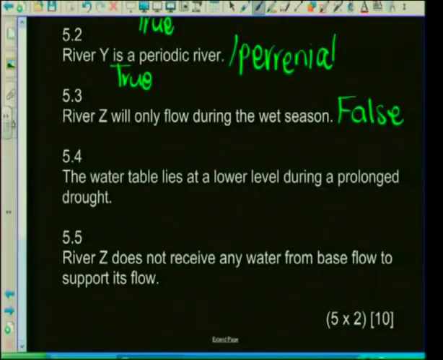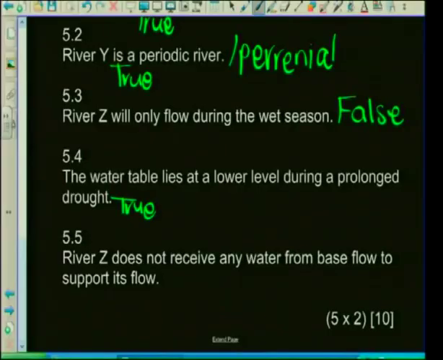5.4. The water table lies at a lower level during a prolonged period of drought. The answer to that is true. If we have droughts taking over, which is a shortage of water, the water table level drops because there's nothing to replenish the level of that water table.